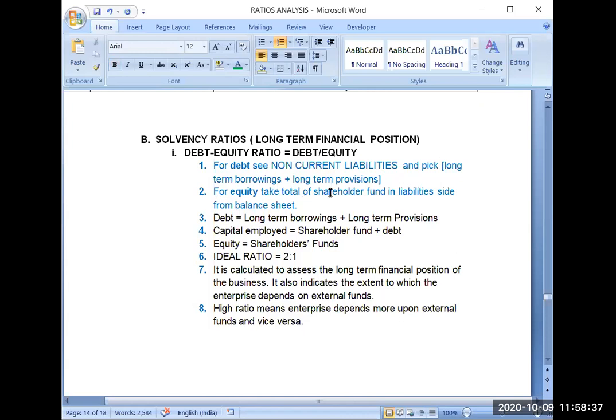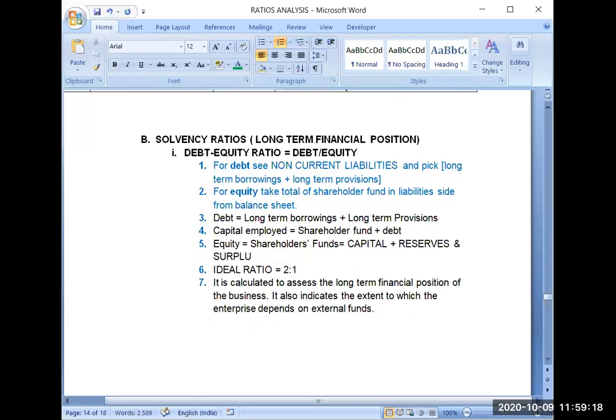Then for equity, take the total of shareholder fund on the liability side from the balance sheet. Whatever shareholder fund is there, share capital plus reserves and surplus, that will be termed as shareholder fund. That is equity. So equity means shareholder fund and debt means non-current liabilities. So debt is equal to long-term borrowings plus long-term provisions. Equity is equal to shareholder fund. And shareholder fund means share capital plus reserves and surplus.